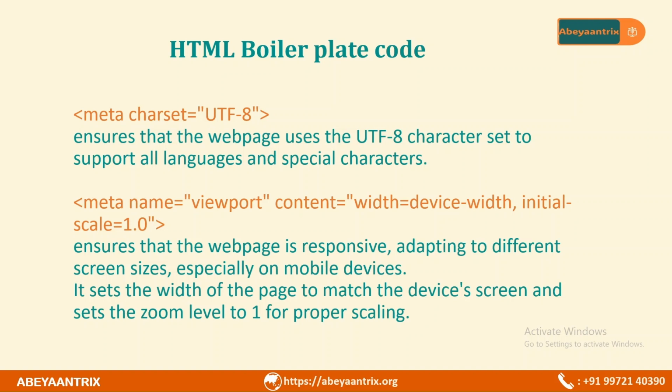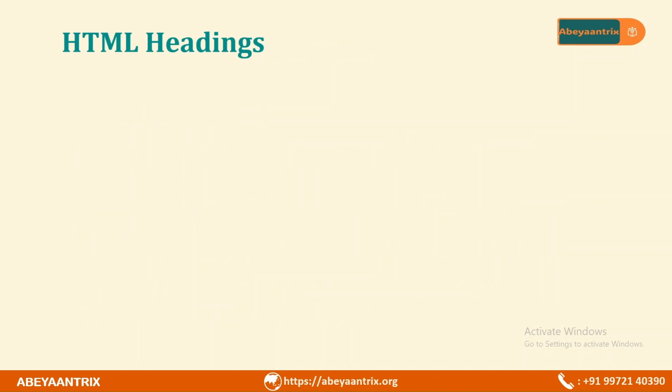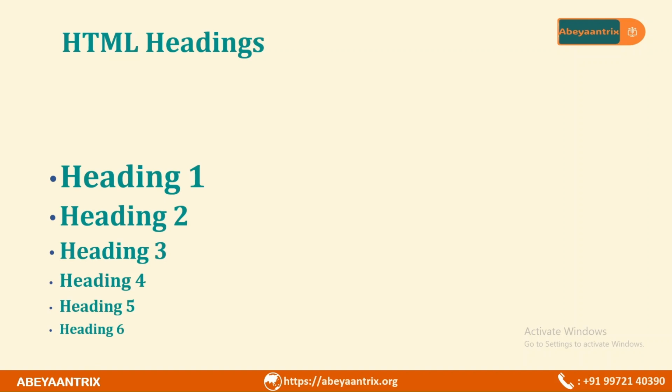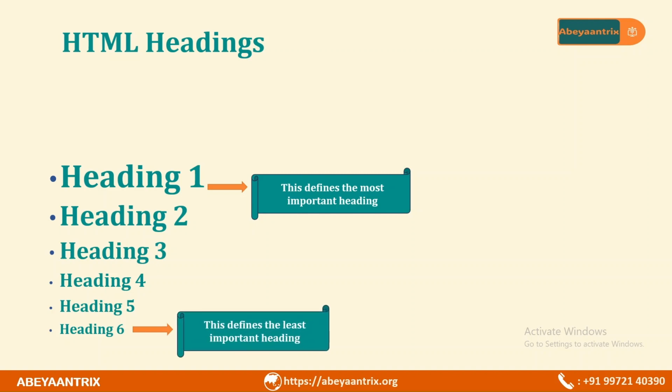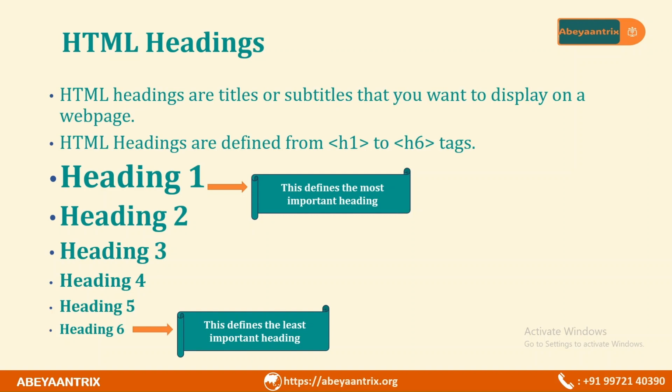So this is about the meta viewport tag. Okay, so next we'll move on to HTML headings. HTML headings are the main headings we use in HTML. When we are writing the heading contents, we use the HTML heading tags. There are 6 different HTML heading tags. H1 defines the most important heading, and H6 is the least important heading. So these H1 to H6 are the HTML headings, the titles or subtitles that you want to display on the web page. HTML headings are defined with the H1 to H6 tags.